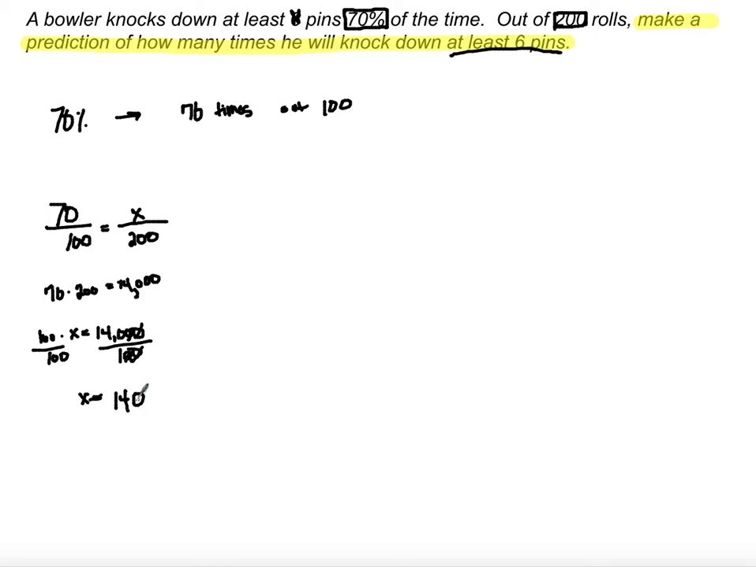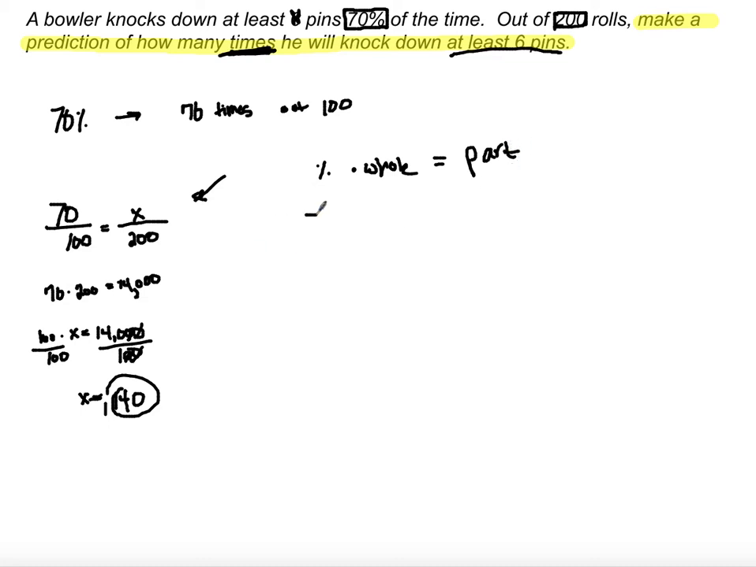Right? So this isn't pins. We're not trying to find out how many pins he's knocking down. We're trying to figure out how many times he'll knock down that many pins. Right? So here we set it up as a proportion. We could also set it up as an equation. So remember with your equation, it's your percent times your whole will give you your part.